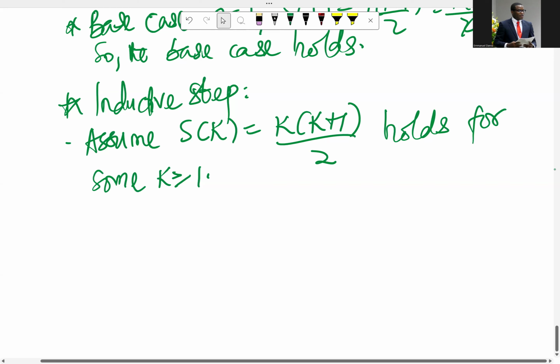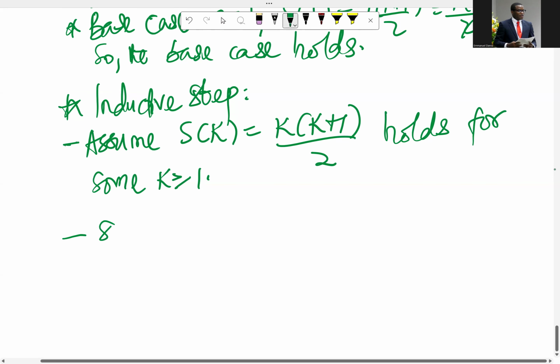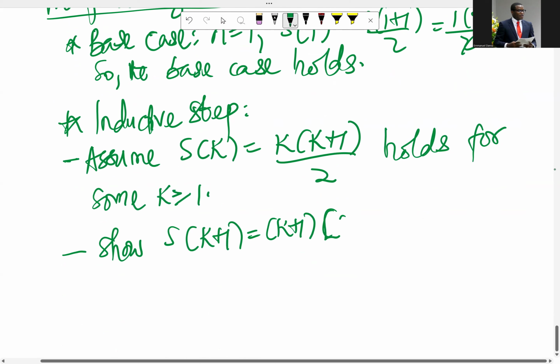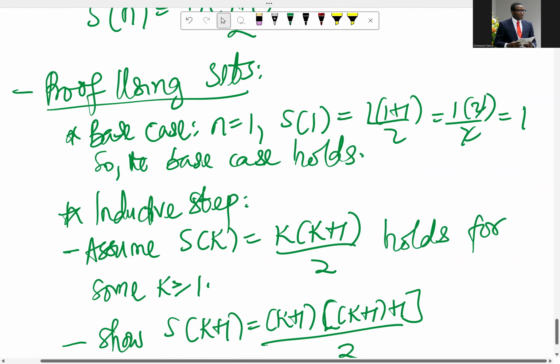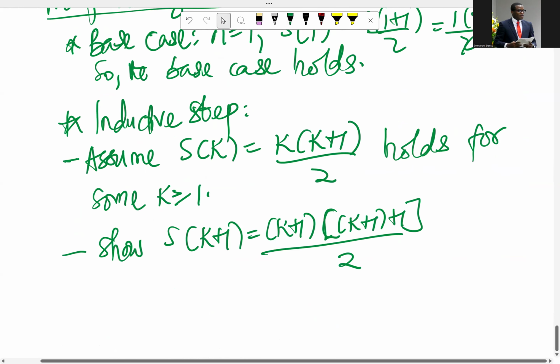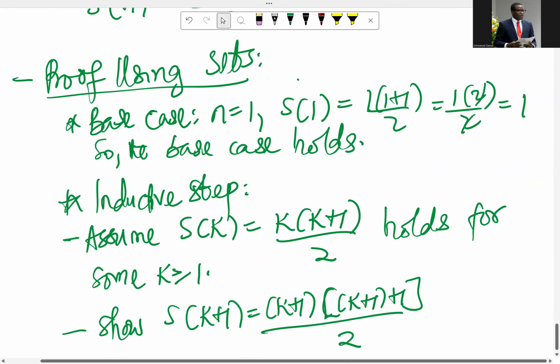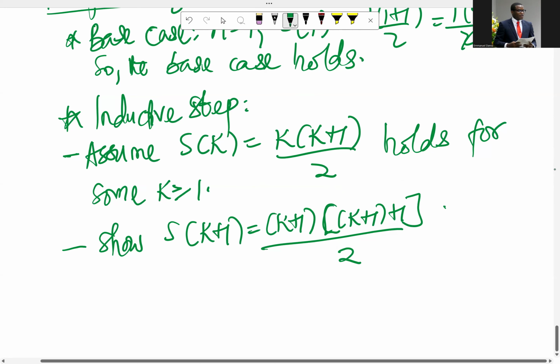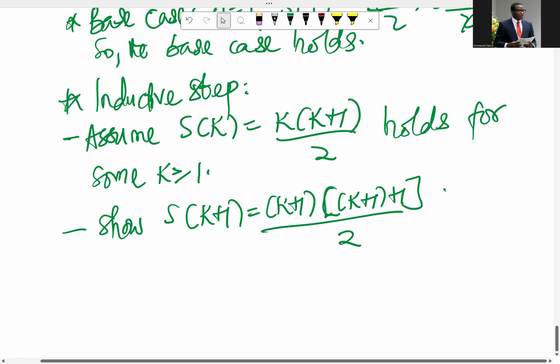So the next thing is to show that S of k plus 1 is simply, so for every n, you have k plus 1. So it's simply the same thing as k plus 1 into k plus 1 plus 1. So basically what is happening is that you're changing every n to k plus 1. So this single n there becomes k plus 1 out here. Then n plus 1 is actually k plus 1 plus 1 because k plus 1 now is representing n. So if you can prove this, then you can say you have proven by mathematical induction.